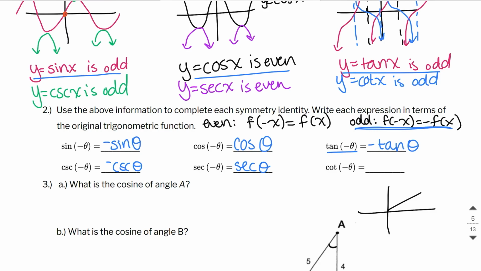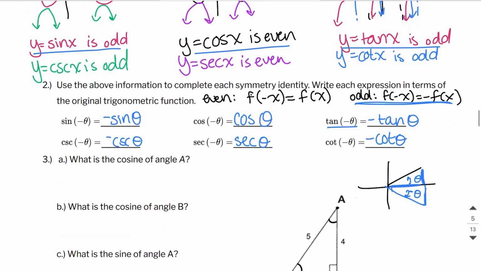But that should, again, make sense to you because if this is theta right here, tangent is positive in this quadrant right here, y over x. If I have a negative theta, same exact value, I'm going in the opposite direction. Now tangent would be negative, okay? And then the same thing is true for cotangents. So that's all the information about symmetry.